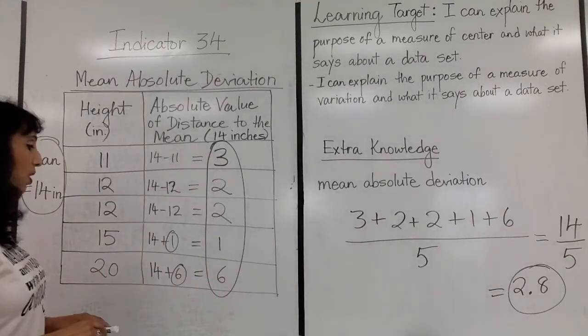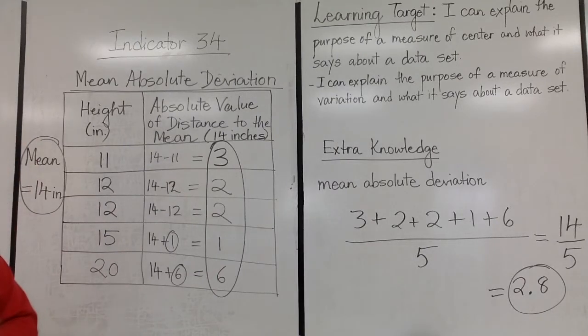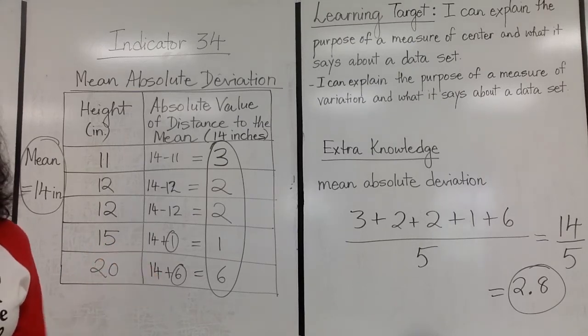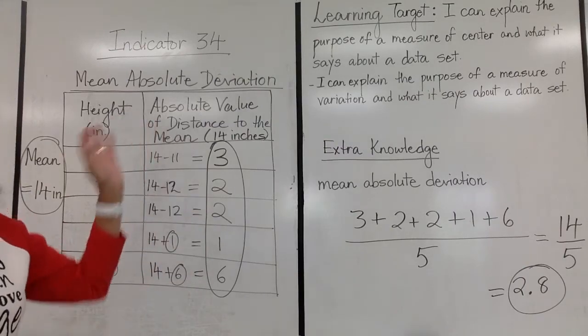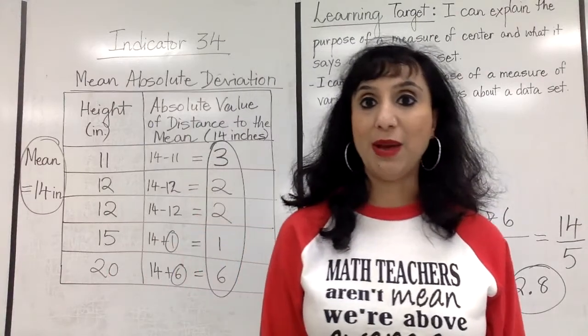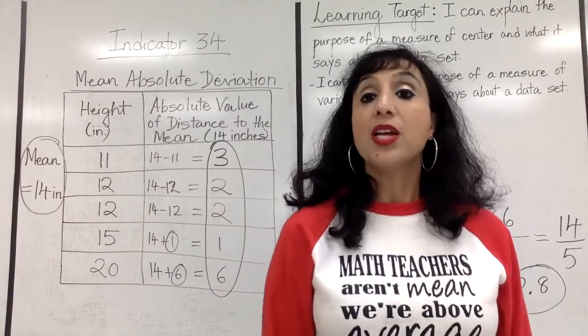So I just want to show this to you. If you are given the absolute value of distance to the mean, it's how far is that number from the mean. That's just one more thing I wanted to show you before we quit this indicator. That's basically what mean absolute deviation is, if you ever see it or hear it. It's just a little bit of advanced math that I wanted to share with you.